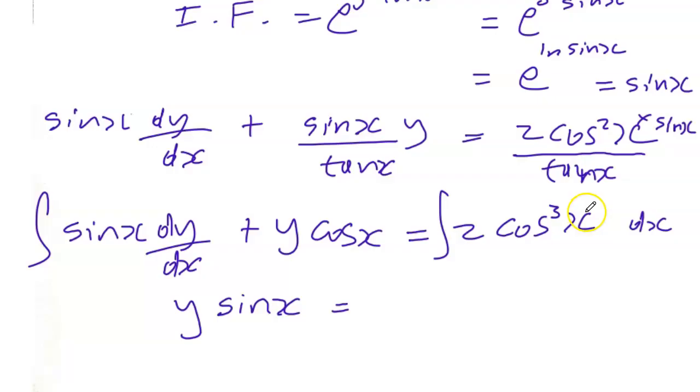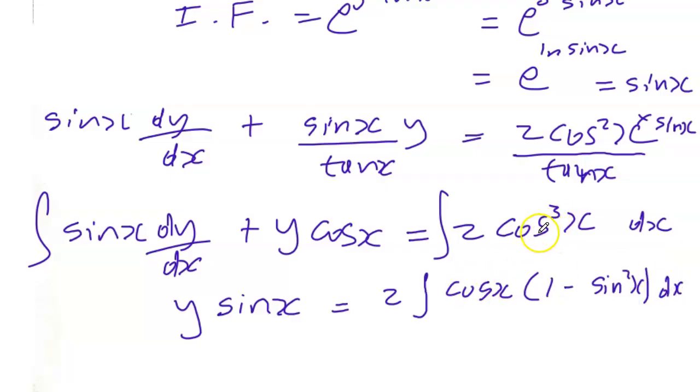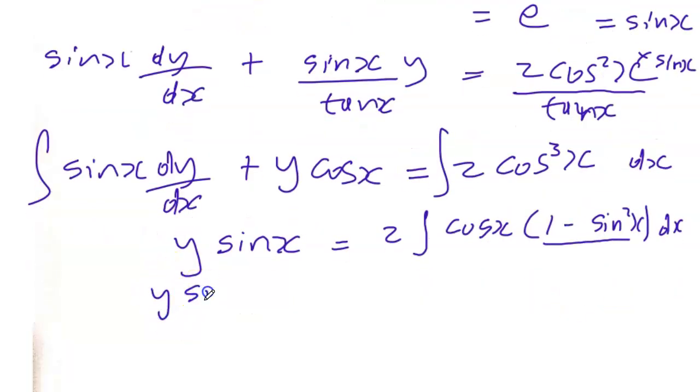To integrate 2 cos cube x dx, what we can do is rewrite it. Take out the 2, and rewrite cos cube as cos x times cos square. And we know cos square is 1 minus sin square x. Remember, cos square is the same as 1 minus sin square. So this is y sin x equal to 2, and we can expand.